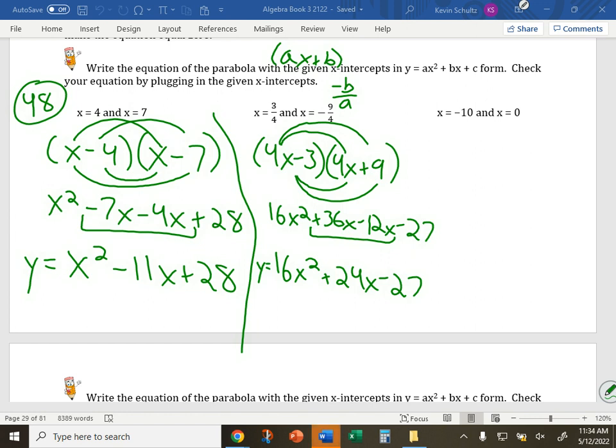So typically the challenging part of this is going from the x-intercepts to the parentheses. But if you look back to yesterday and say, okay, here are my parentheses, how did I get those x-intercepts? And just do the opposite today, that would be what I would do. X equals -10 and x equals 0.